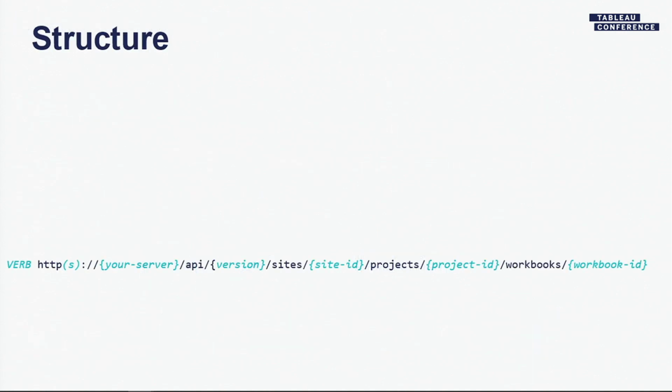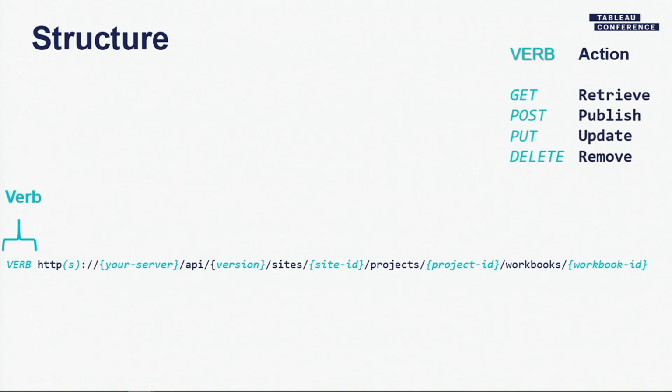So let's drill down now a little bit about the structure of the API. First, you'll see that you start with the HTTP verb. That will just indicate the type of action that you want to perform. So if you start with get, this is to retrieve information from Tableau Server. Post, to publish new content. Put would update existing content. And delete will be removing different data sources or dashboards that you have on your Tableau Server.